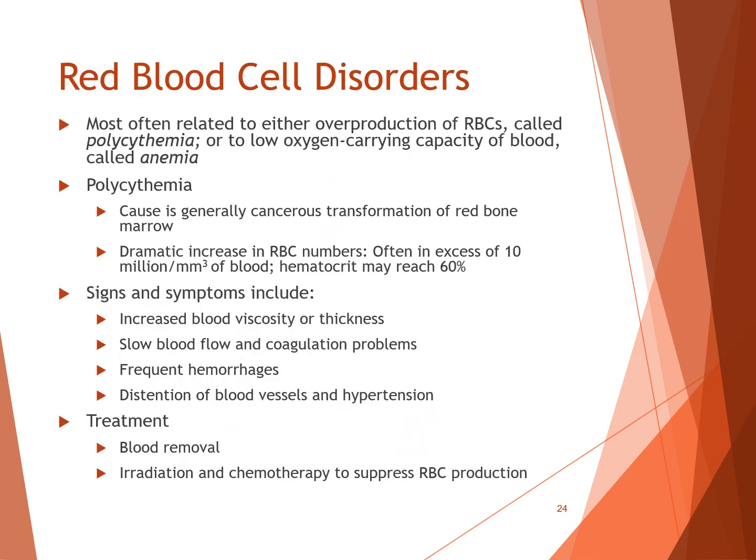Now we're going to move on and talk about some red blood cell disorders, and the first one we're going to talk about is polycythemia. Polycythemia is a blood disorder characterized by an increased number of red blood cells, sometimes into the 10 millions per cubic millimeter. A lot of times this is a result of cancer in the bone marrow, where too many red blood cells are being produced.